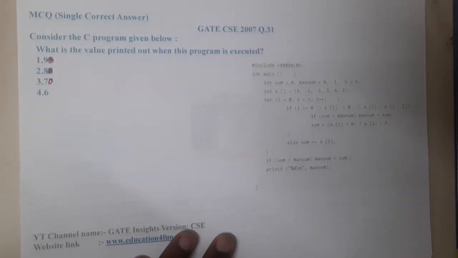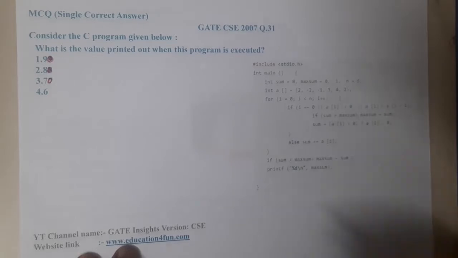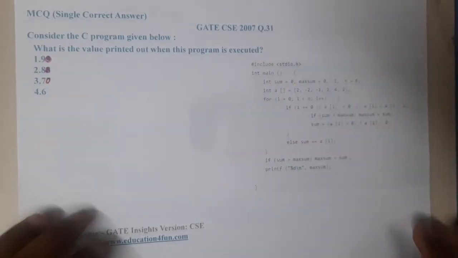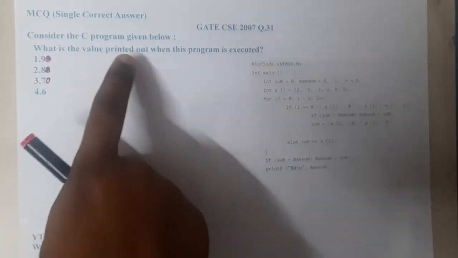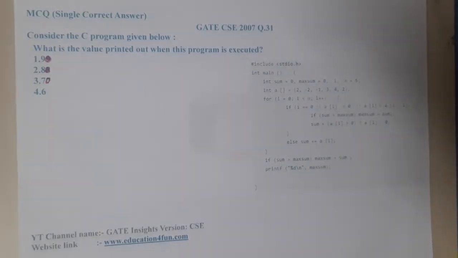Hello guys, we are back with our next lecture. In this lecture, let us go through the next question. This question belongs to GATE CSE 2007, question 31. The question is, consider the following C code given below. What is the value printed out when the program is executed? So after execution, what is the output is the question.